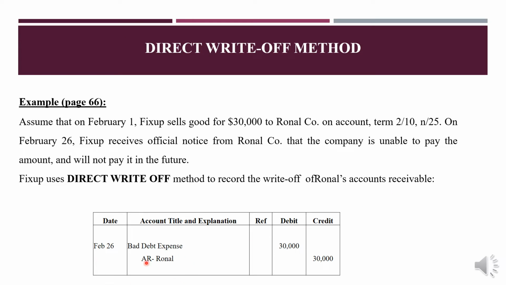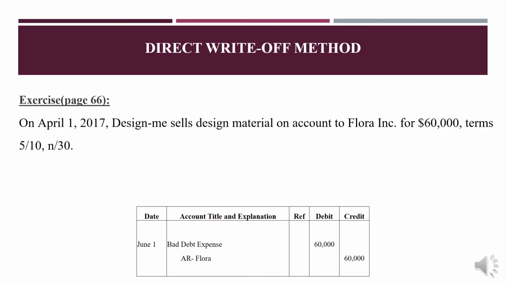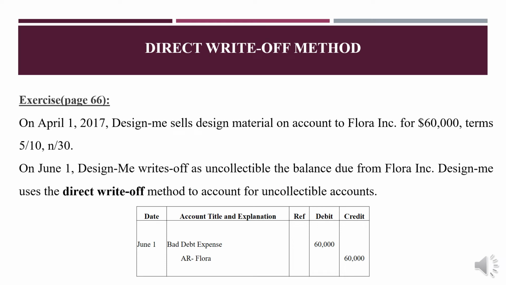The amount of the accounts receivable is $30,000. We put it in the credit. And the uncollectible accounts receivable is called bad debt expense. Since it is an expense, we record it on the debit side. Here we have the solution for the exercise, also found on page 66.